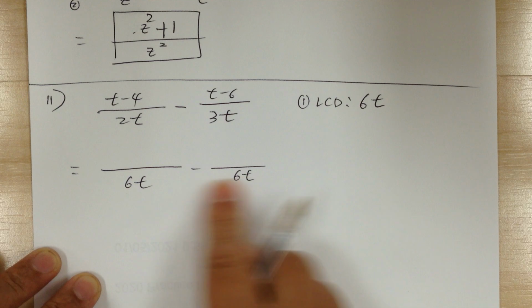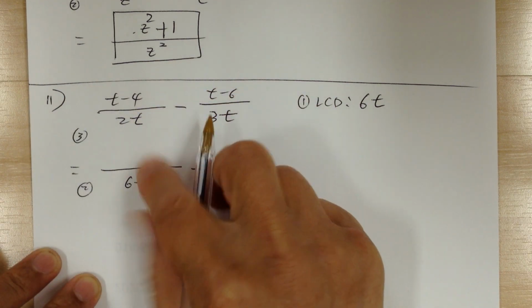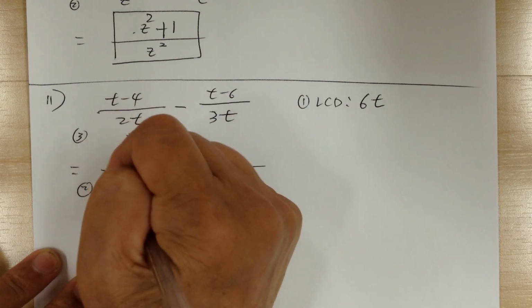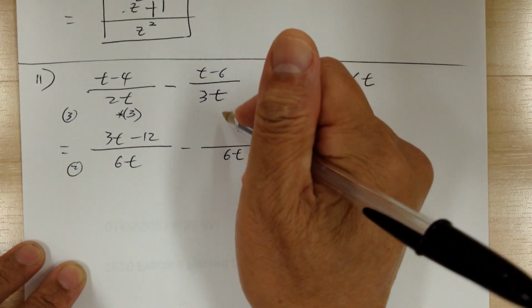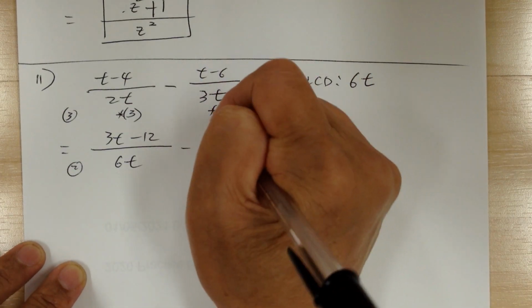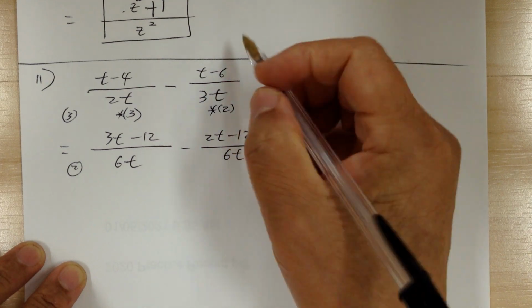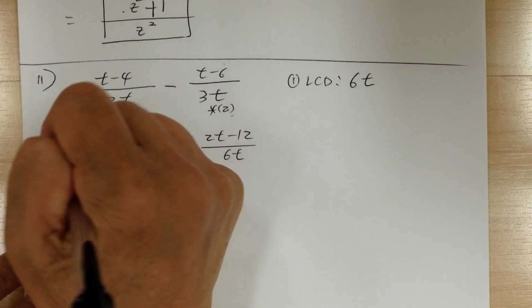So let's get our LCD ready. Again, get your LCD. That's your step 2. So step 3, figure out how you're going to get from here to here. This one you need to multiply by 3. So when you multiply, you're going to get 3t minus 12. This one you need to multiply by 2. So when you multiply, you're going to get 2t minus 12. Again, you have to multiply the bottom, multiply the top. So that's your step 4.